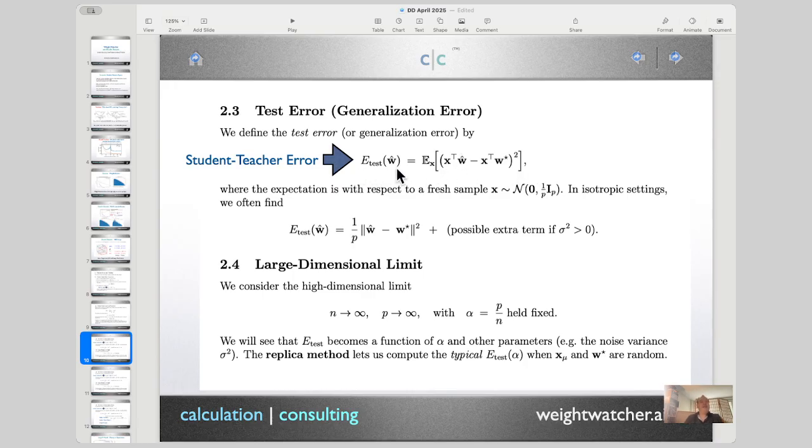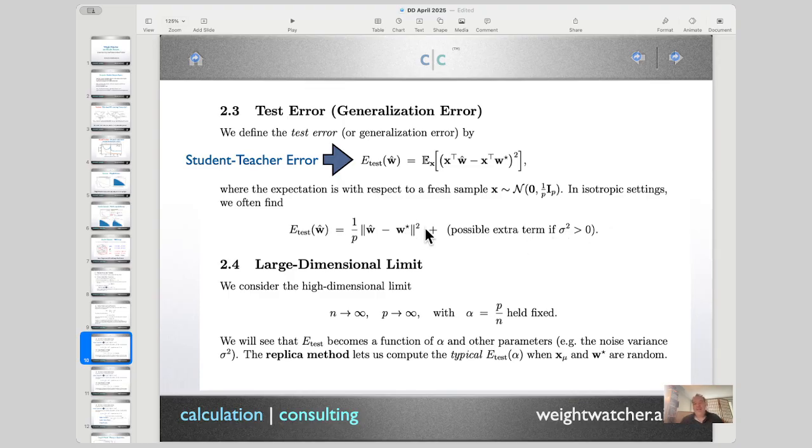Well, if you evaluate the test error, this will give you the double descent curve. This is what you're doing. So, the idea is we find the expected value with respect to some sample over the data. And what you would find is that, in this toy problem we've set up, where everything is isotropic, the test error goes as 1 over p times the norm of w minus w star, plus some extra term of the noise.